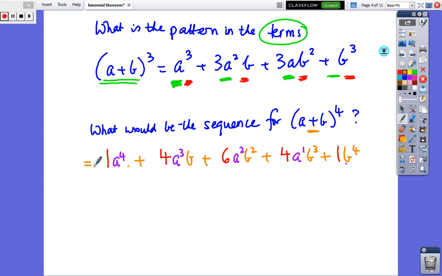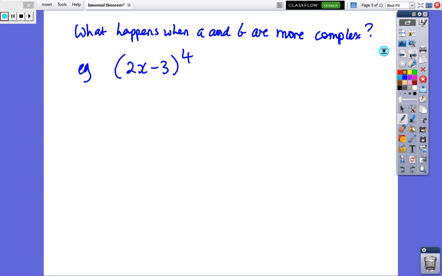So the coefficients come from the triangle, and the terms just come from the patterns. You should notice that the powers at the top always add up to 4 for power 4. When you're ready, copy that down and come to the next slide. So what happens when a and b are more complex, like 2x minus 3 to the power 4? We just do the same thing again.